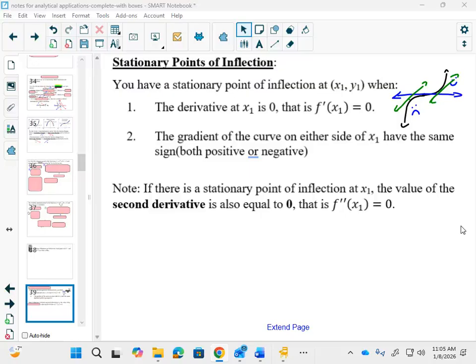If you have a stationary point of inflection, inflection points always have a second derivative equal to 0. Inflection points have a second derivative equal to 0 and change from sad to happy, concave down to concave up. And so we'll be doing math with inflection points as well.